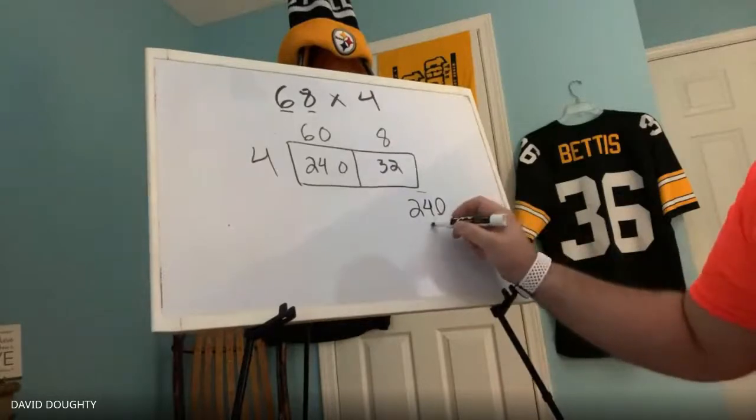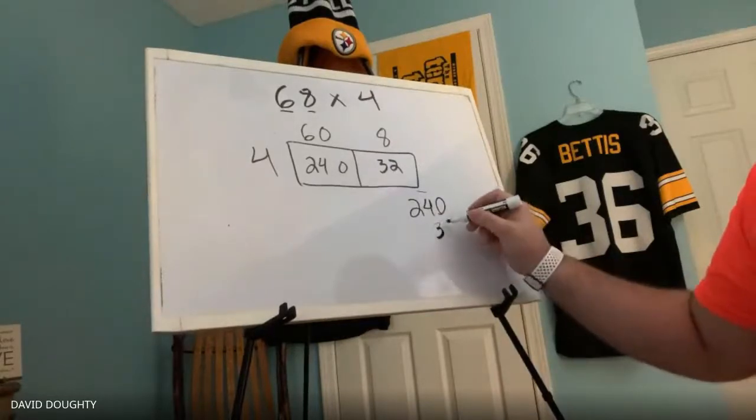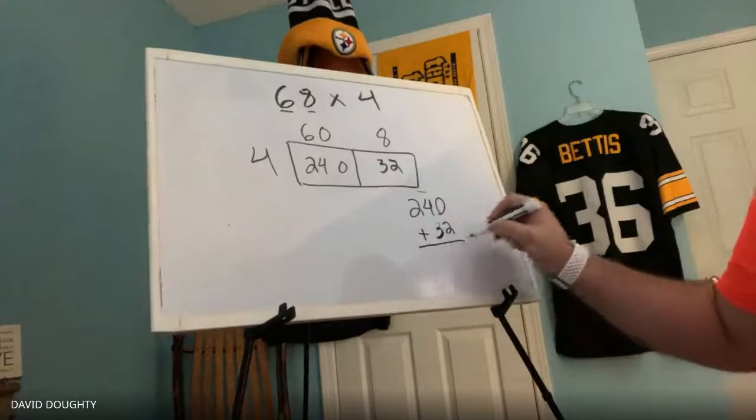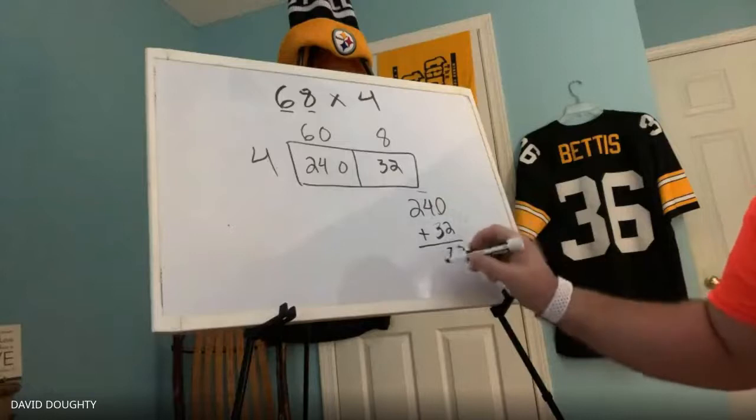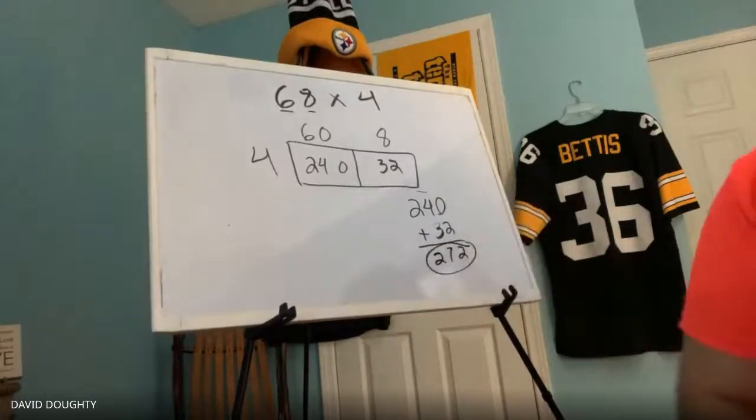Again, this is not what we're doing today. We're going to be doing the reverse of this today. So 0 plus 2 is 2. 4 plus 3 is 7. And then bring down my 2. So 272 is my product there. Okay? But again, that's not what we're doing today.